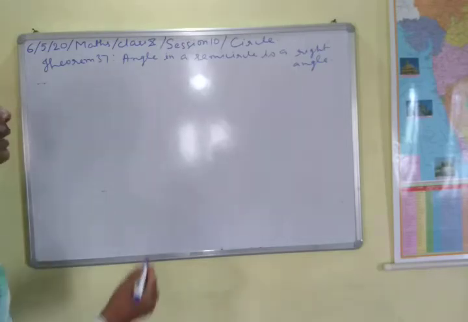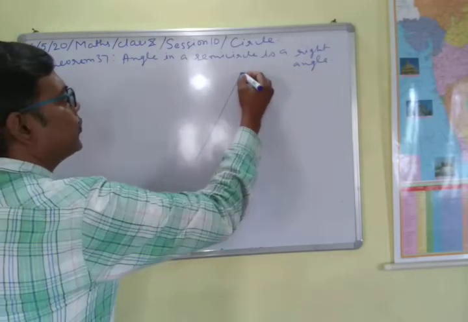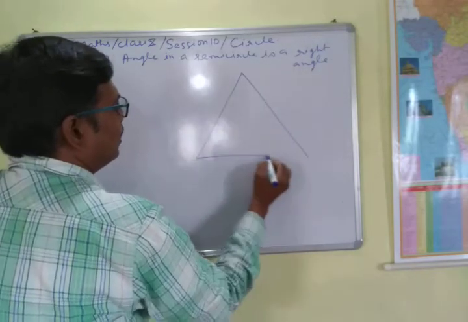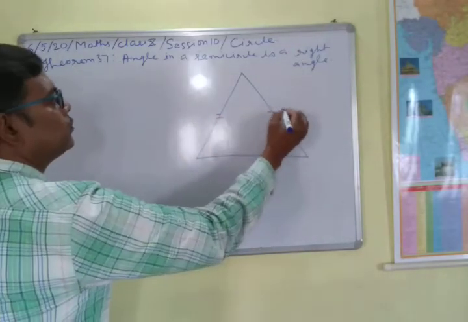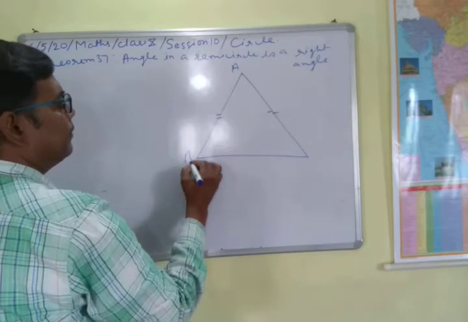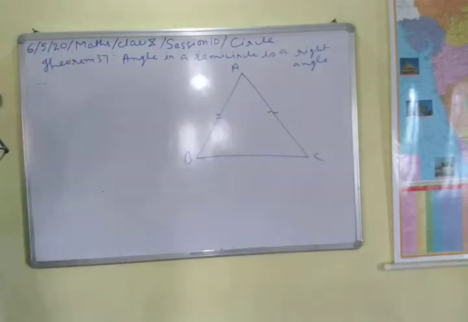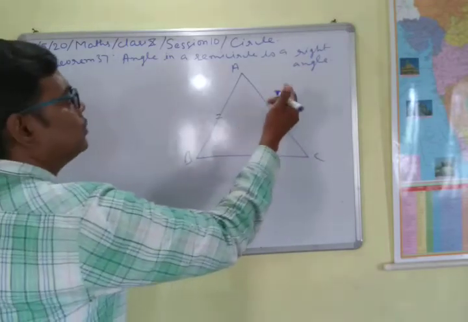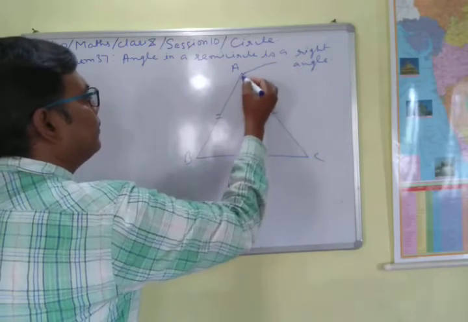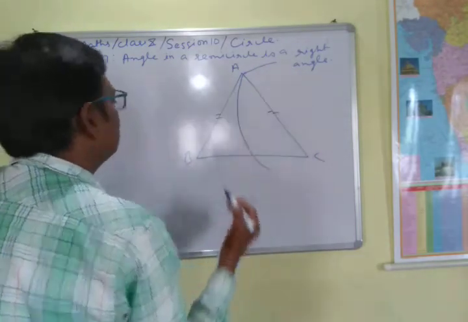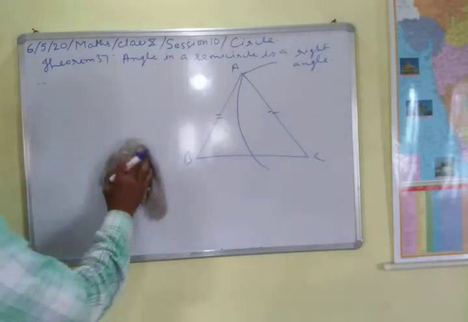You are given an isosceles triangle. Isosceles triangle means that two sides are equal. In this case, suppose these are the two sides which are equal, AB and AC, and we have to draw a circle, that is, draw a circle by taking this as the diameter, or again first draw the circle and then draw a triangle.